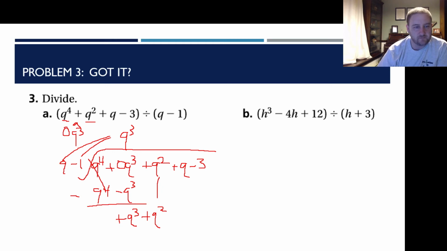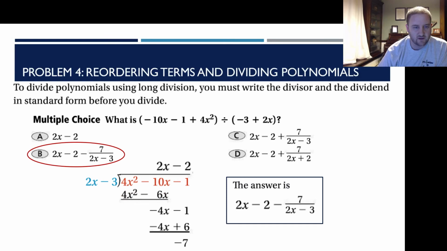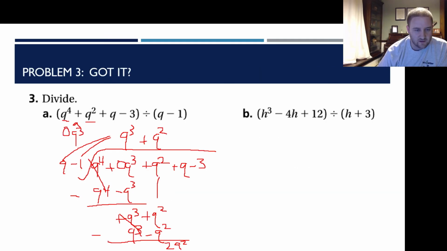Okay. And then q goes into q to the third, q squared times. Okay, multiply these out. We get q cubed minus q squared. We're going to subtract these. q squared minus negative q squared is 2q squared. Okay, I actually need to find some extra room somewhere. So we've got, I'm running out of room on my screen, 2q squared plus 9.